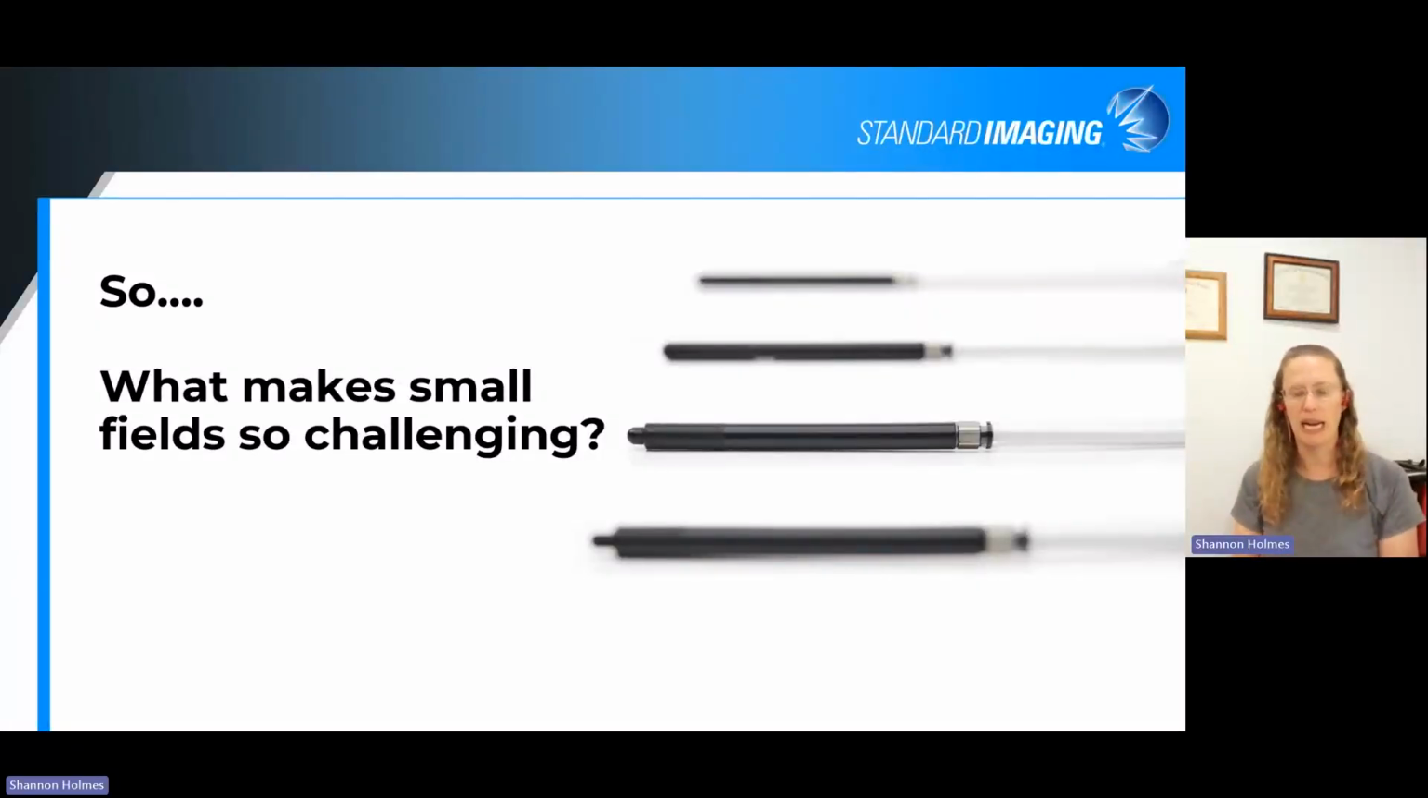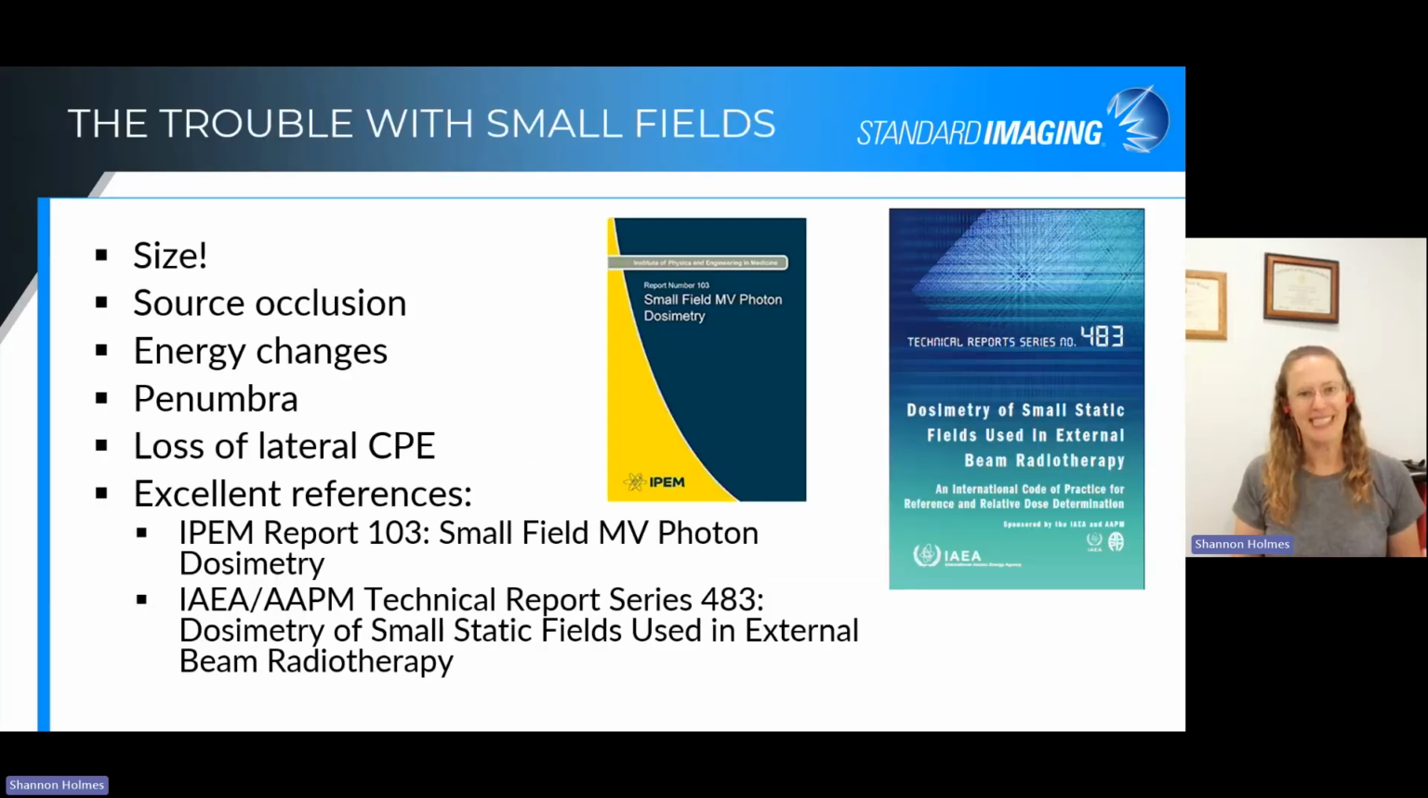So, to the topic at hand, before I run out of time for all of you, what makes small fields so challenging? And number one really is size. It's fairly obvious, but it's something that we need to talk about when we're addressing these small field challenges. There are other factors that play into it: source occlusion, changes in the energy of the field, or scatter energy, shape and location of penumbra and how that impacts your field shape and your measurement itself, loss of lateral charged particle equilibrium, these sorts of things that I will be talking about in the next few slides.